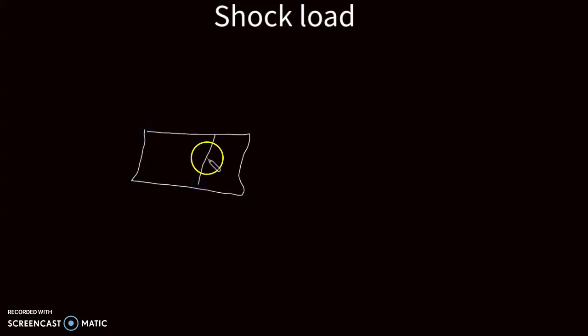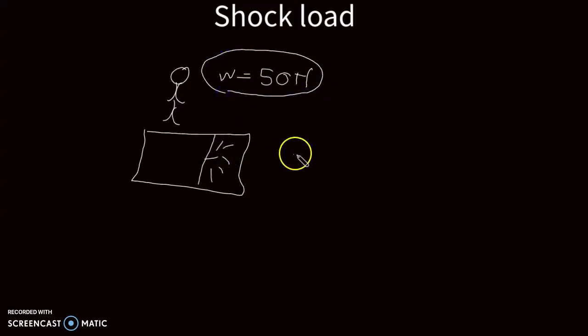Today we are looking at shock load, which is the second way in which a force can be applied to an object. What happens when you are jumping up and down on a weight scale? You will notice that on the gauge, even if let's say your weight is equal to 50 Newton, you will be able to record a weight that is way higher than 50 Newton as you are jumping up and down.